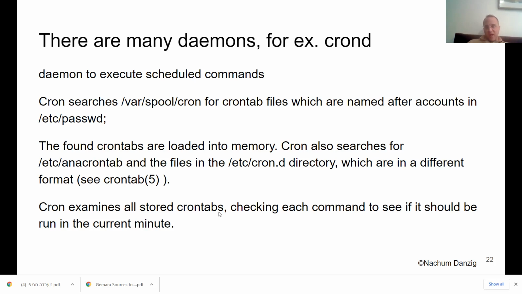Cron examines all stored crontabs, checking each command to see if it should be run in the current minute. In other words, it's sort of like polling: it goes through all the things listed in the crontab, and if this is the minute to run them, according to the crontab, then it'll run that command. So every minute, it checks all the things that need to be run this minute.